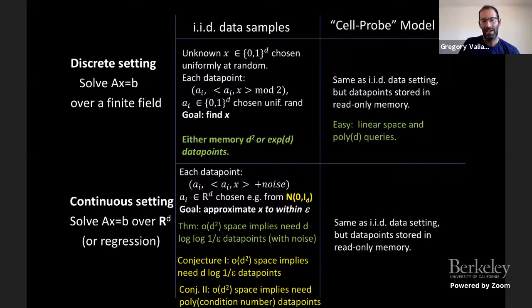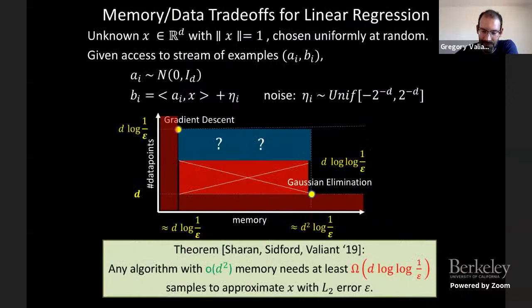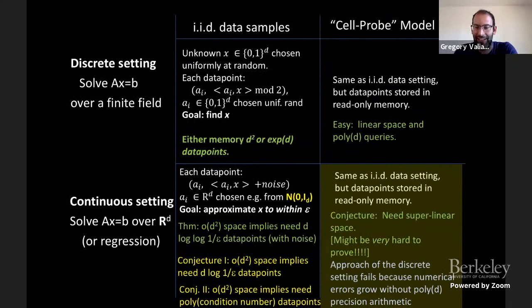Okay, just a very last comment. In the cell probe model, it's definitely worth thinking about this continuous setting. This is the model in which at least some machine learning is happening, where you have a database with your data, and if you want, you can ask for the same data point over and over again. And in this setting, the conjecture is that you at least need superlinear space in order to solve this problem.